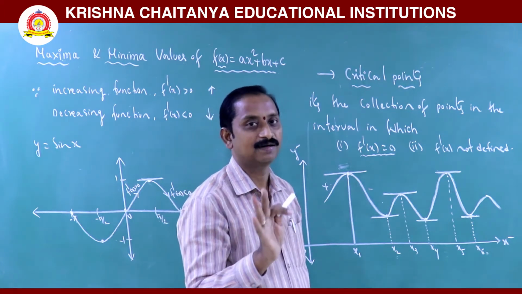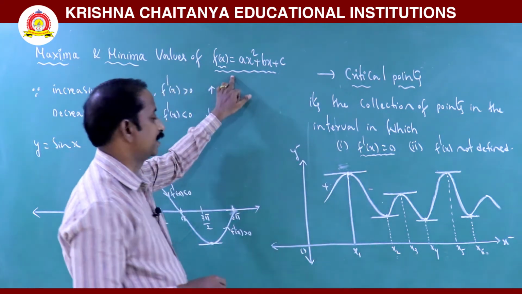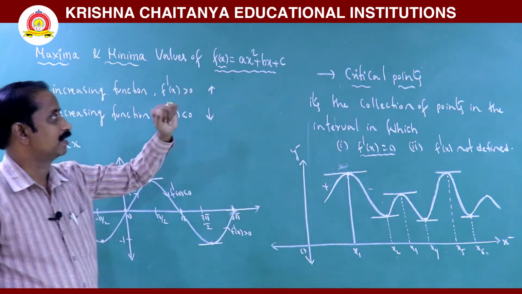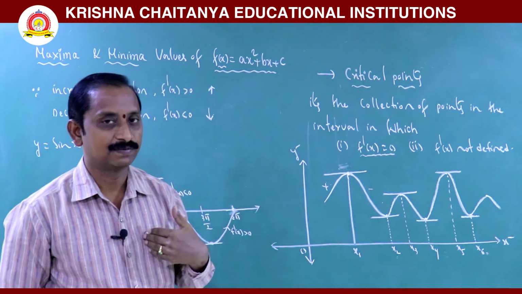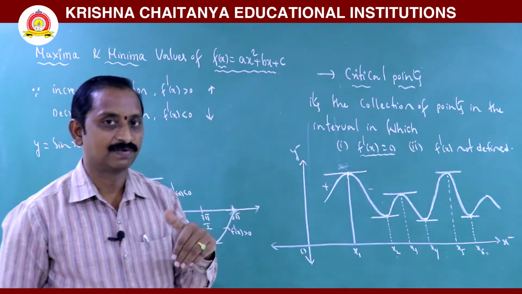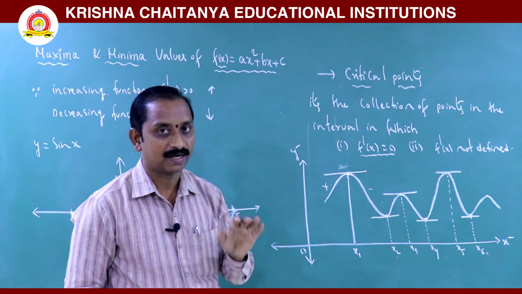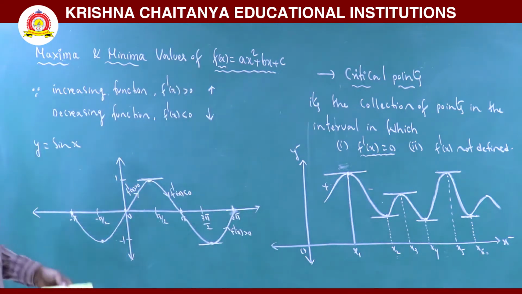So this is the concept of maxima and minima. But for the quadratic, what is the maximum value, what is the minimum value? What does the maximum value and minimum value depend on? Where the maximum value and minimum value occur, we can express in the diagram. Let us observe.